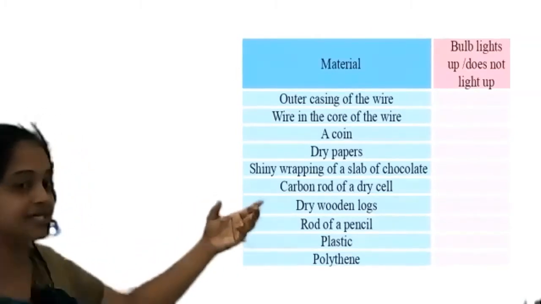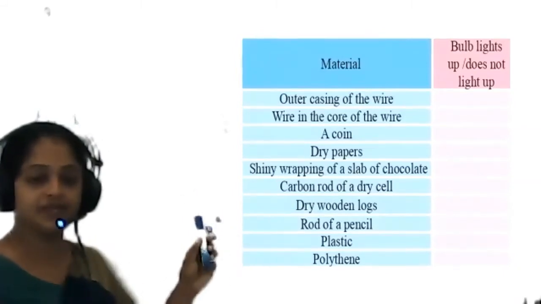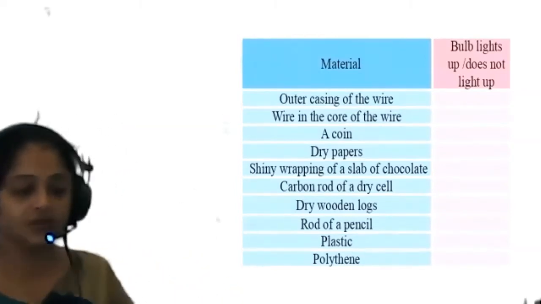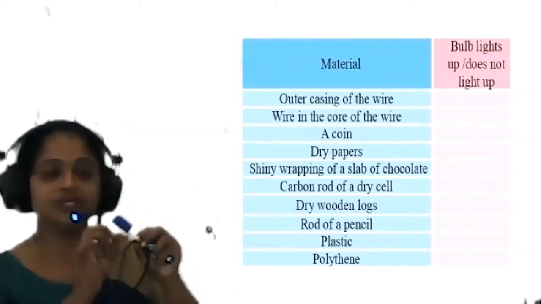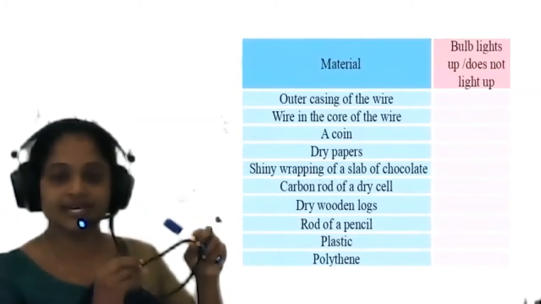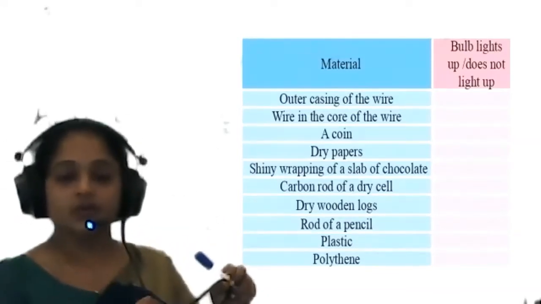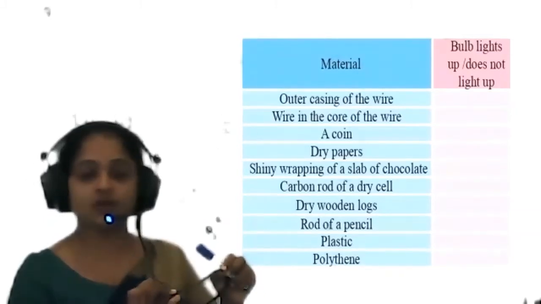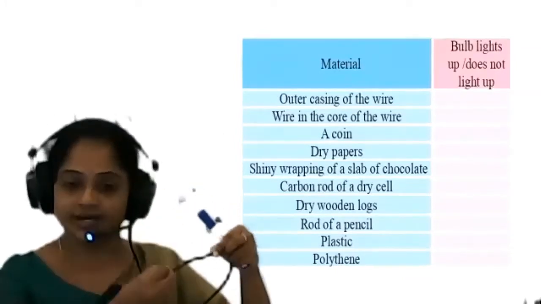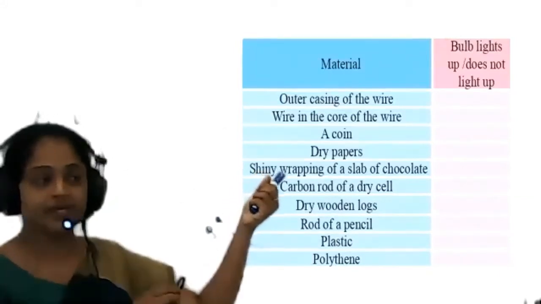Materials means these materials we use to connect these A and B. Okay. Outer casing of the wire. What is the outer casing of the wire? You can see the wire, the outer casing, the plastic casing around the conductive wires. Second one is wire in the core of the wire, which means inside the casing there is a wire. That is the conductive wire we use in here as the second material, right?